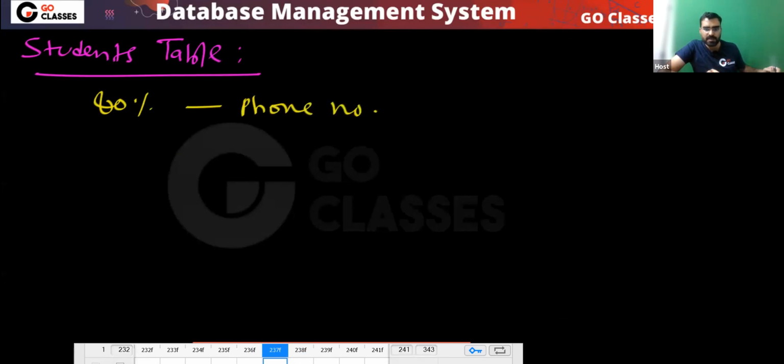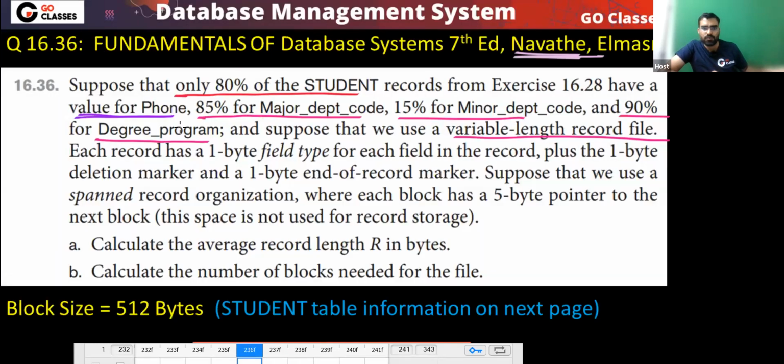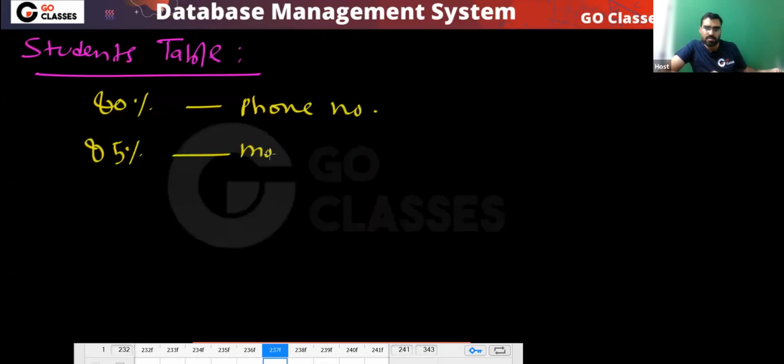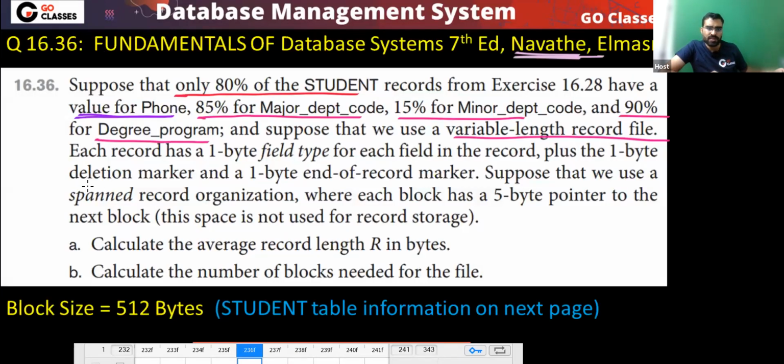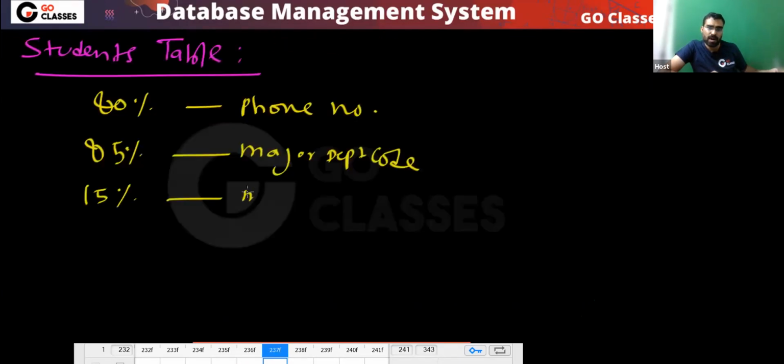Okay, 80% have phone number. What is this saying? 85% have what? 85% have phone number, 80% have phone number, and 85% have major department code. They have major department code. Okay, and what else? Only 15% have minor department code.